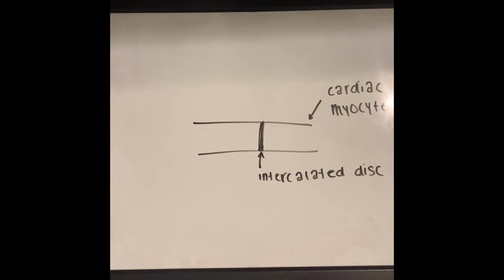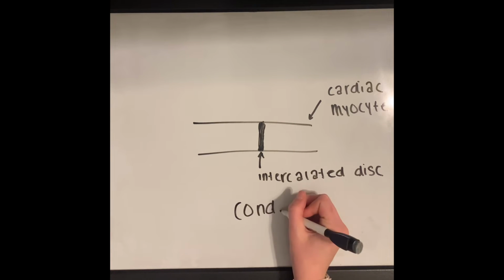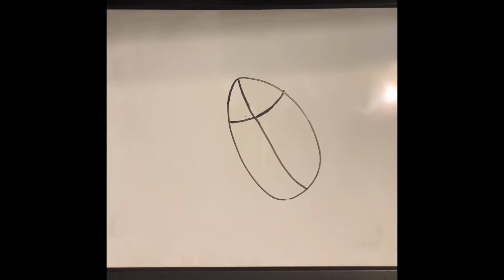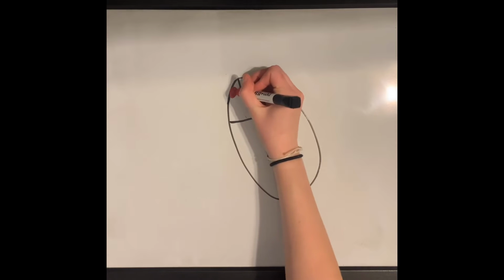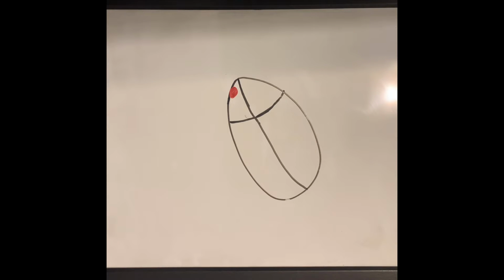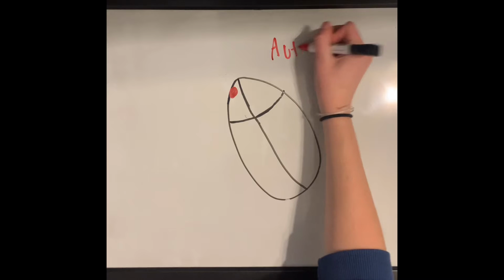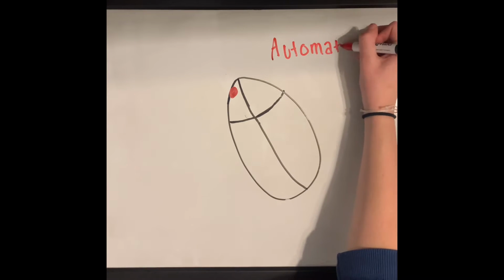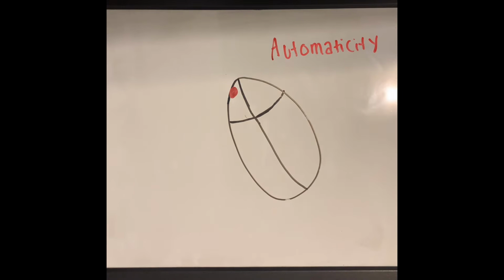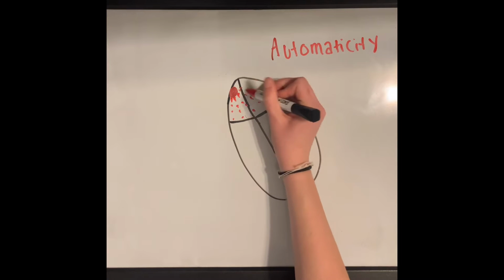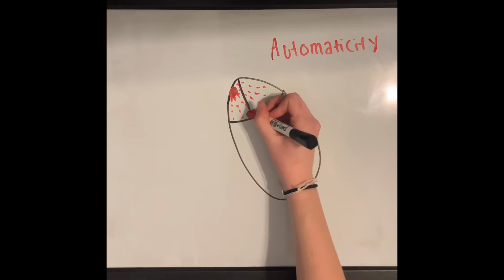Within the cardiac myocyte, there are intercalated discs. These are conductive bands that allow the signal of depolarization to be propagated throughout the heart. This process starts at the SA node, or the pacemaker of the heart. The SA node begins the process of depolarization because it has automaticity, meaning it can depolarize on its own. This is going to cascade a signal throughout the atria, eventually reaching the AV node.